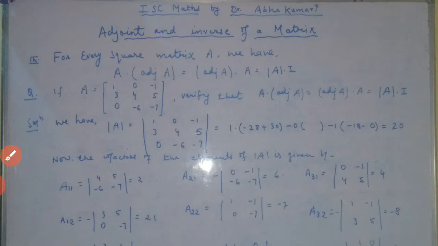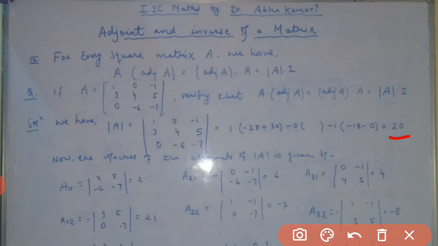Here A is 1, 0, minus 1, 3, 4, 5, 0, minus 6, minus 7. Verify that A into adjoint of A equals adjoint of A into A, that equals mod of A into I. Fine. So let us solve this one. First we find the determinant of A. The determinant of the matrix A is 1, 0, minus 1, 3, 4, 5, 0, minus 6, minus 7, and after simplification of the determinant, we will have a value of 20.